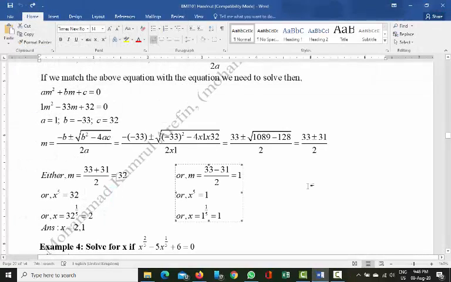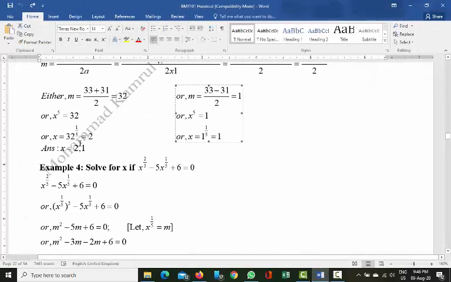So we get two values of x. The first value of x is 2. The second value of x is 1. So two values of x are there.